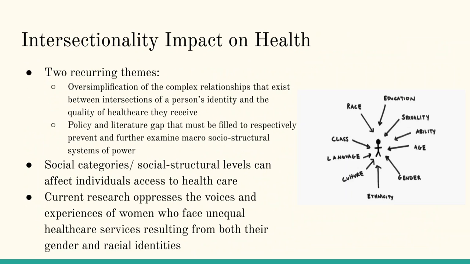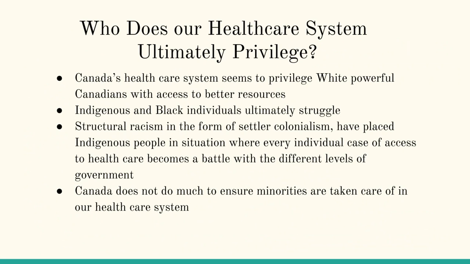The second theme we observed through our research is that despite what research exists in the area, there remains a policy and literature gap that must be filled to respectively prevent and further examine how macro socio-structural systems of power and oppression create and maintain an environment that allows disparities in healthcare outcomes to exist based on the intersections of an individual's identity. The final topic that we looked at for our literature review was who does our healthcare system ultimately privilege? The research conducted found that the voices that are privileged are the Canadian state, white settler Canadians, and people with access to better resources.